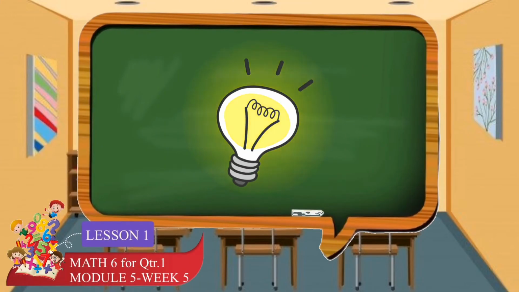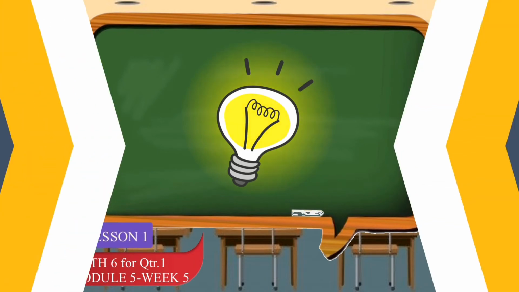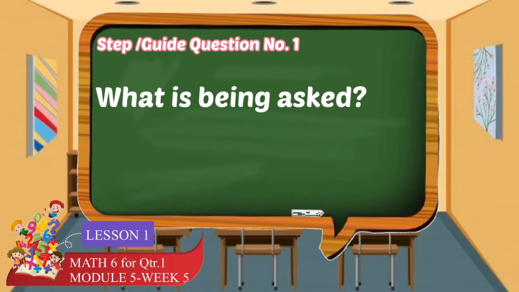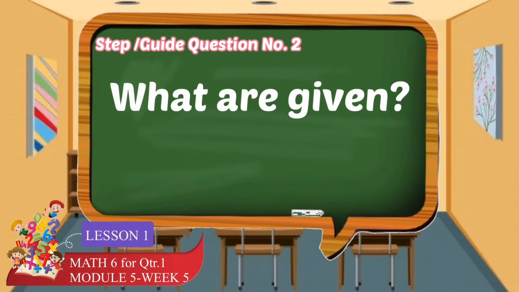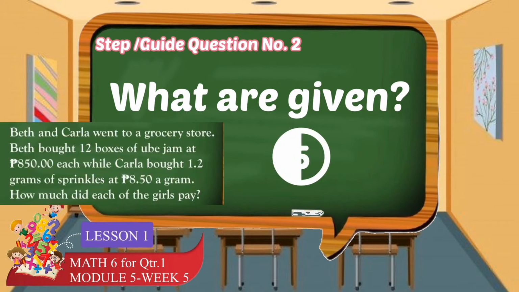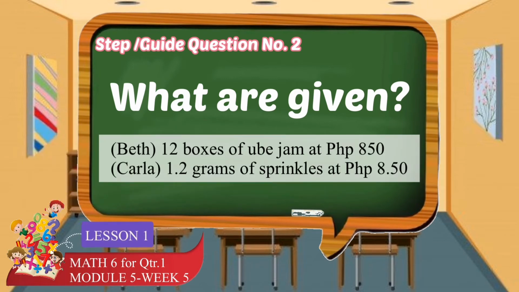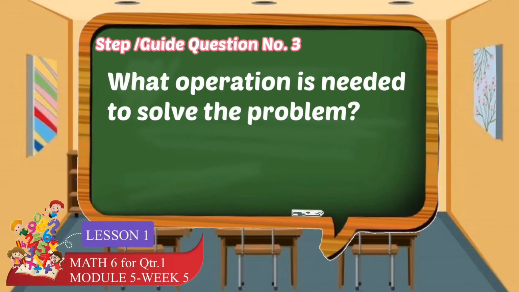There are 5 steps or 5 questions to solve this problem. Guide question number 1. What is being asked? Right, it's how much did each of the girls pay? Guide question number 2. What are given? Right, we have 12 boxes of obijam at 850 pesos and 1.2 grams of sprinkles at 8 pesos and 50 centavos. Guide question number 3. What operation is needed to solve the problem?